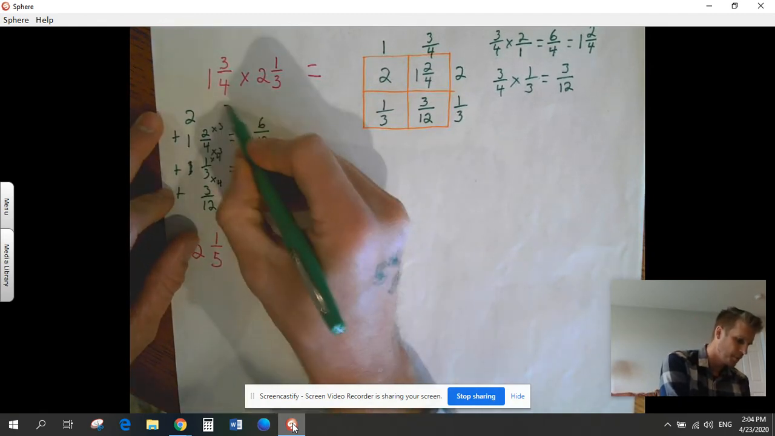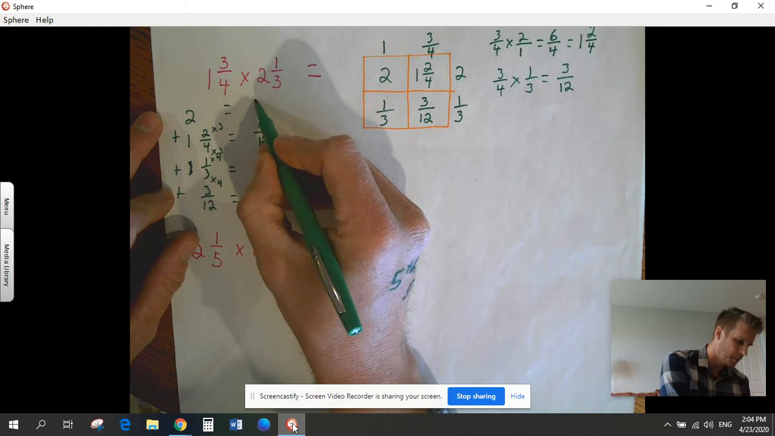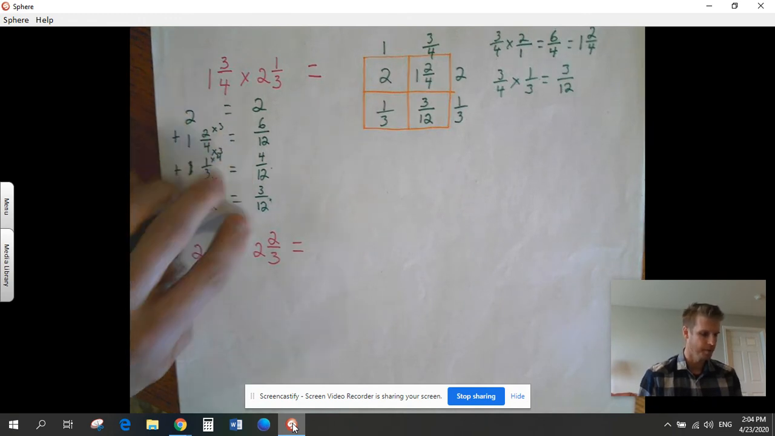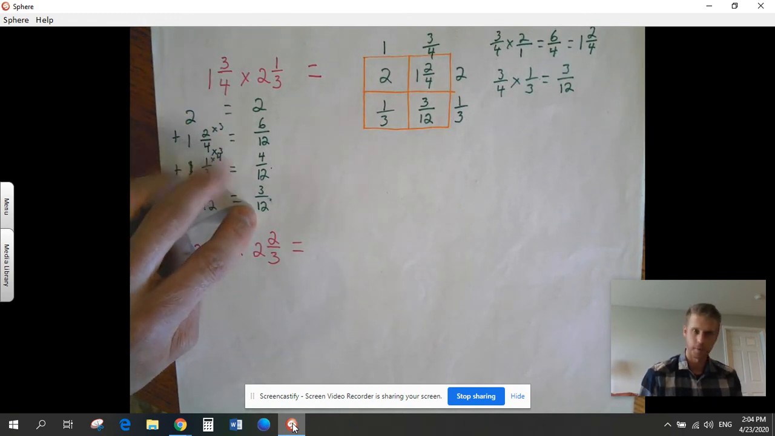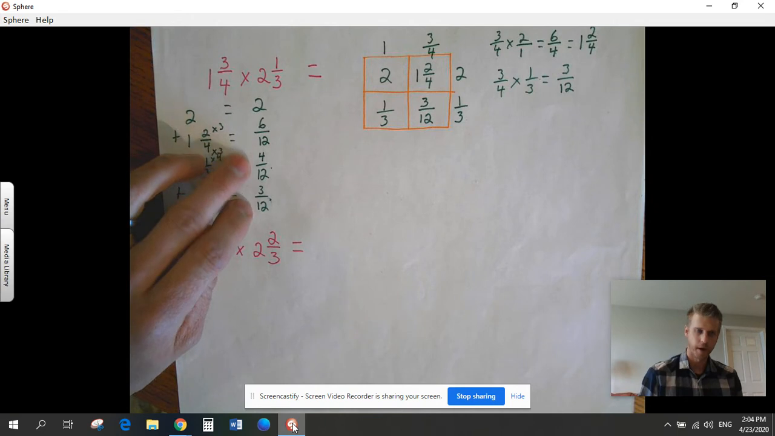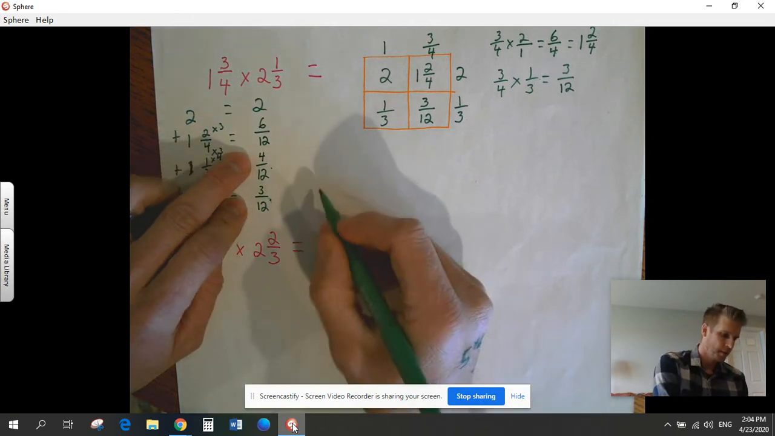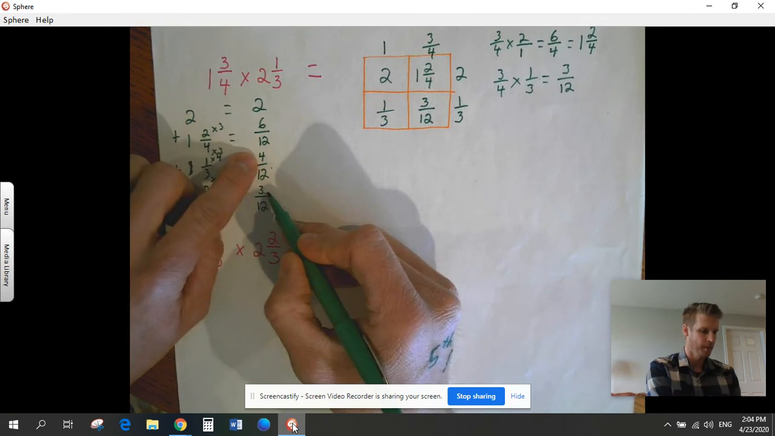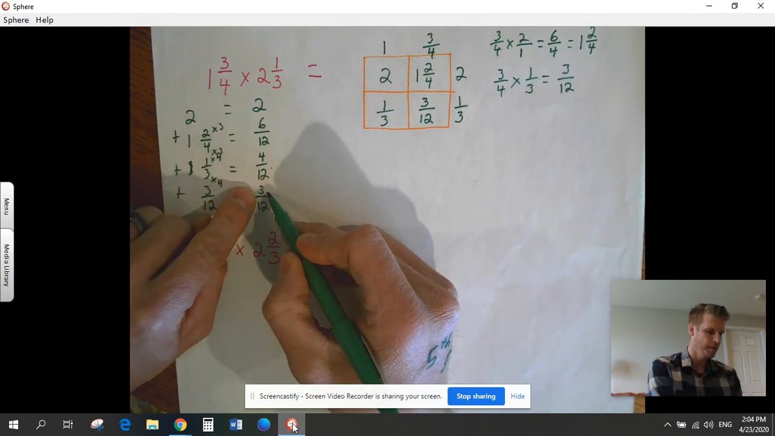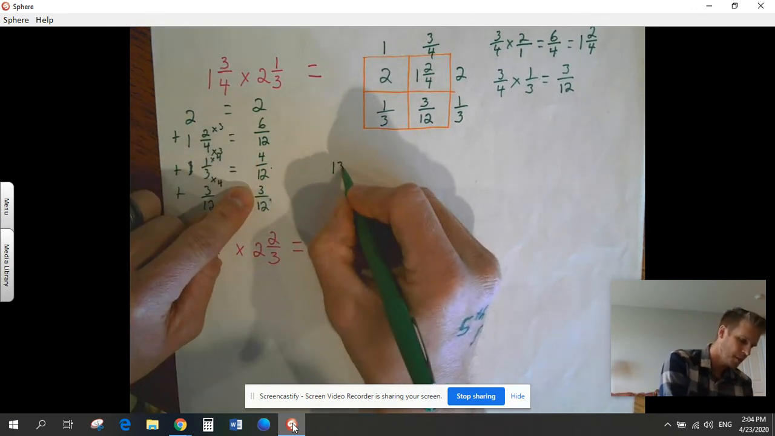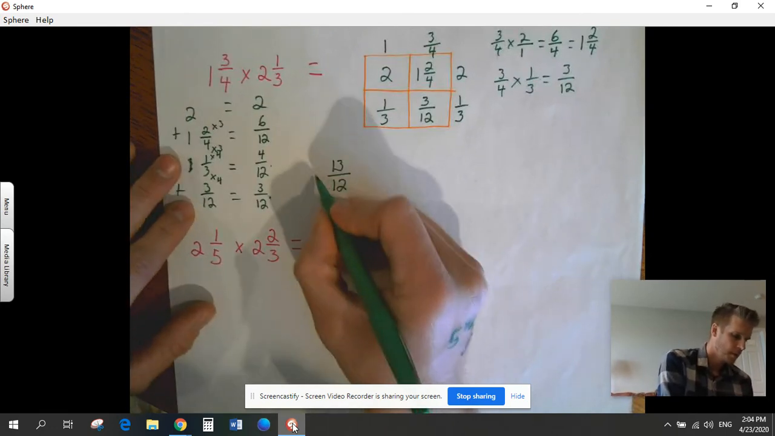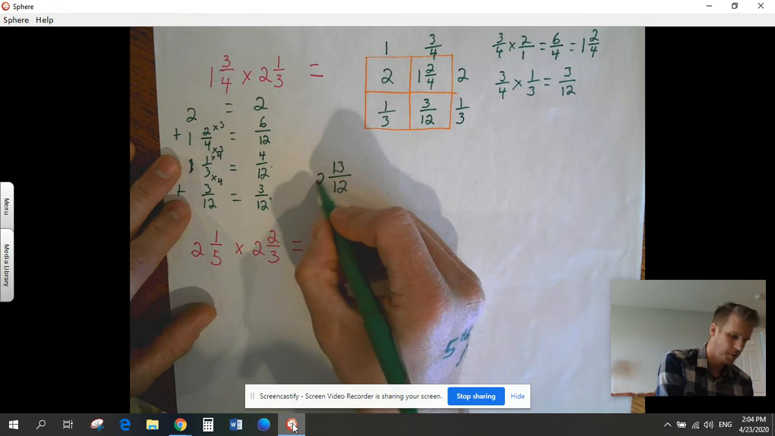Okay, so if I'm looking at this, I got 1, 2, 3 numbers to add. I still got to put 2 over there. I don't have to do anything to 2 because it's already a whole number. It doesn't have a fraction. So now we have common denominators. Those are going to be easier to add. So I'm going to start by adding my 3 fractions. 6 plus 4 plus 3. 6 plus 4 is 10, plus 3 is 13, so 13/12. And then plus 2 is 2 and 13/12.